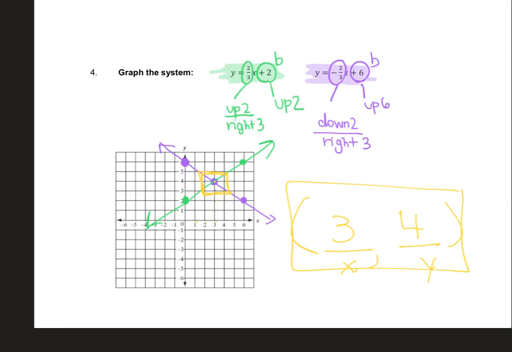Practice graphing. Practice using that M and that B. Practice finding that common point, that intersection point. Let me know how it goes, and I'll see you back here.